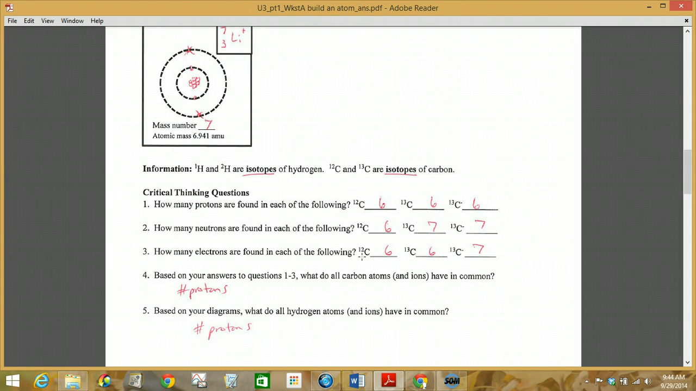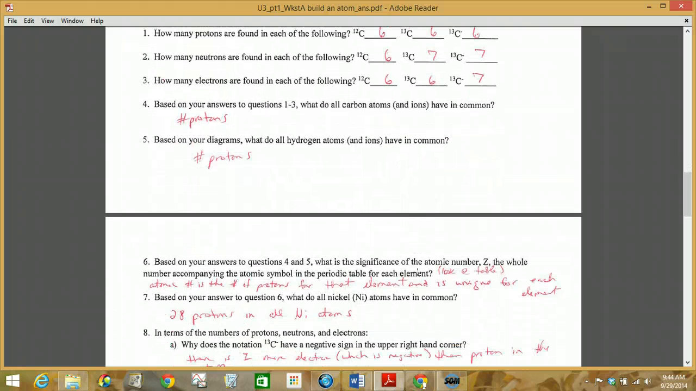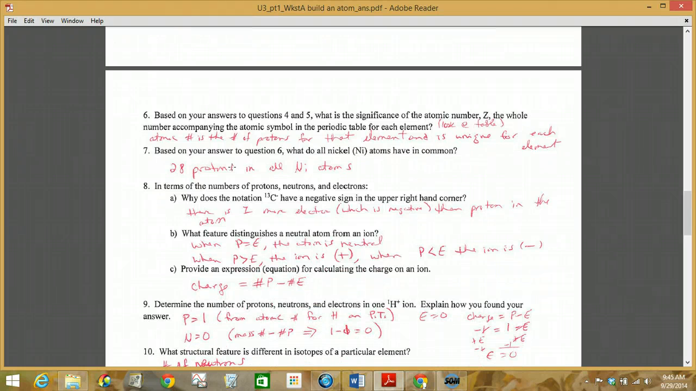So notice that for each of the carbons, the thing they have in common is the number of protons. So the number of protons is what identifies something as whatever the element is. So all carbon atoms are always going to have 6 protons. All hydrogen atoms are always going to have 1 proton. And again, that can be found using the atomic number on the periodic table, which is the whole number on the periodic table. So obviously then you can see when we get to question 6 here, about the atomic number Z, that's what that's getting at.